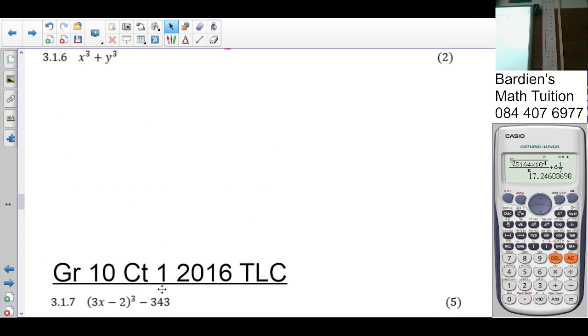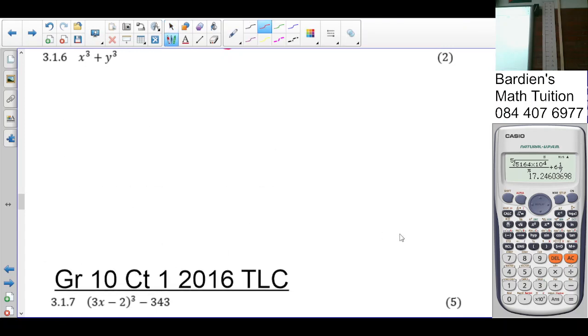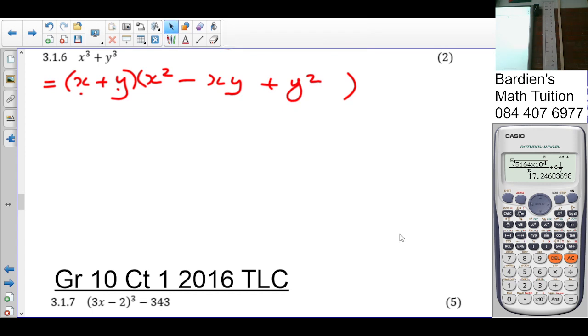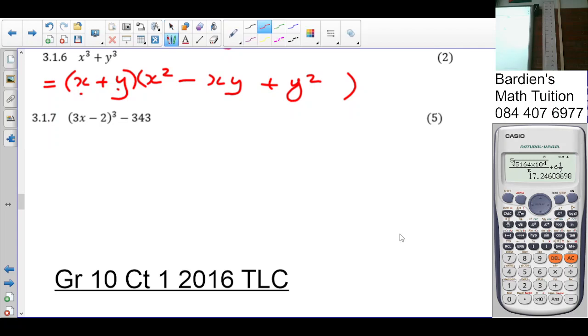So that's the sum of cubes here. You take the cube root of x cubed, which is x, plus y. So we square the first term, it's going to be x squared. Opposite operations is negative first term times the second term, which is xy, plus the last term squared. Now, however, this is a difference of cubes. Let's go with that.